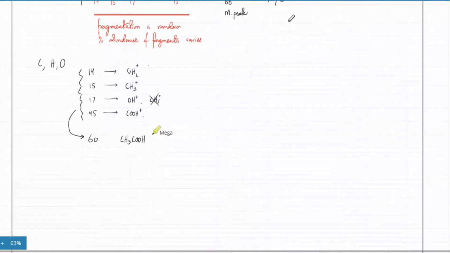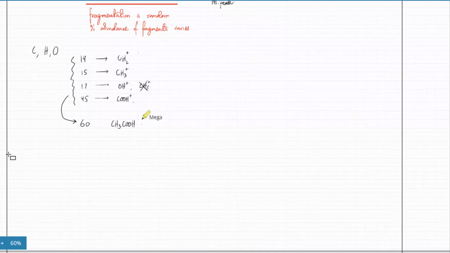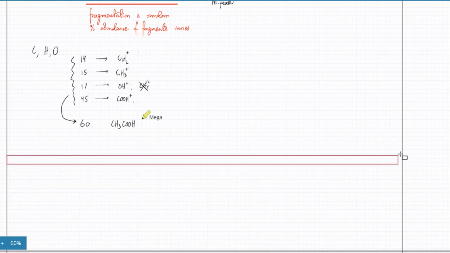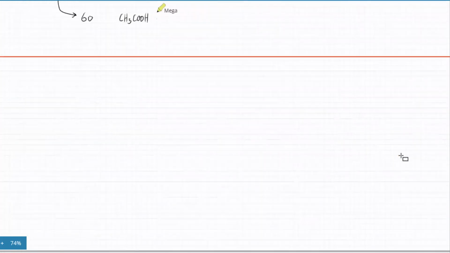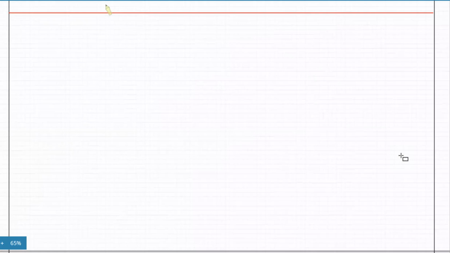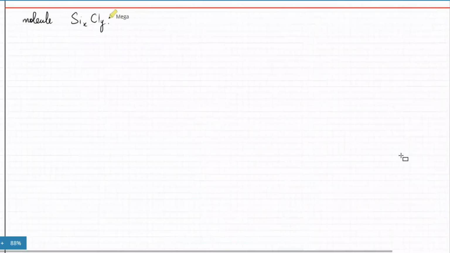Okay, so let's do this fragmentation thing. There's a question which we can try. In the question, they've told you that there's a molecule, and I would have to do some math first. They're telling us that there's a molecule which has the formula Si X, Cl Y, and O Z. So you have no idea how many silicons, how many chlorines, how many oxygens you've got. What you have to do is figure out what this molecule is.